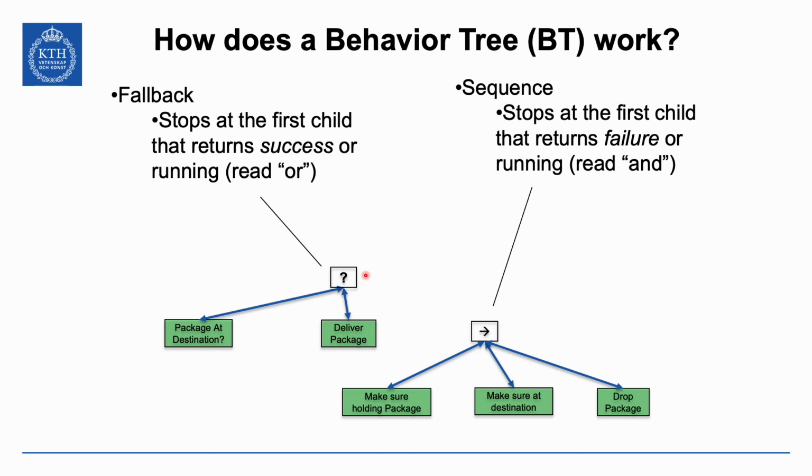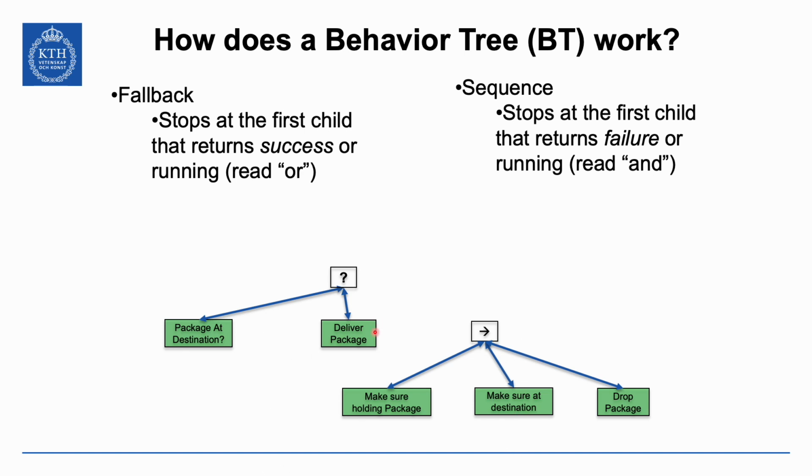Whereas this is a fallback, it stops at the first child that returns success. And you can read it as or. So here it checks, is the package at this destination? If we have a success there, we're happy. So either that, or if it's not at the destination, we go ahead and deliver the package, which is actually going to achieve this. So doing this, we're going to make sure this returns success. But that's a fallback. Or we could have other actions here that achieve this.